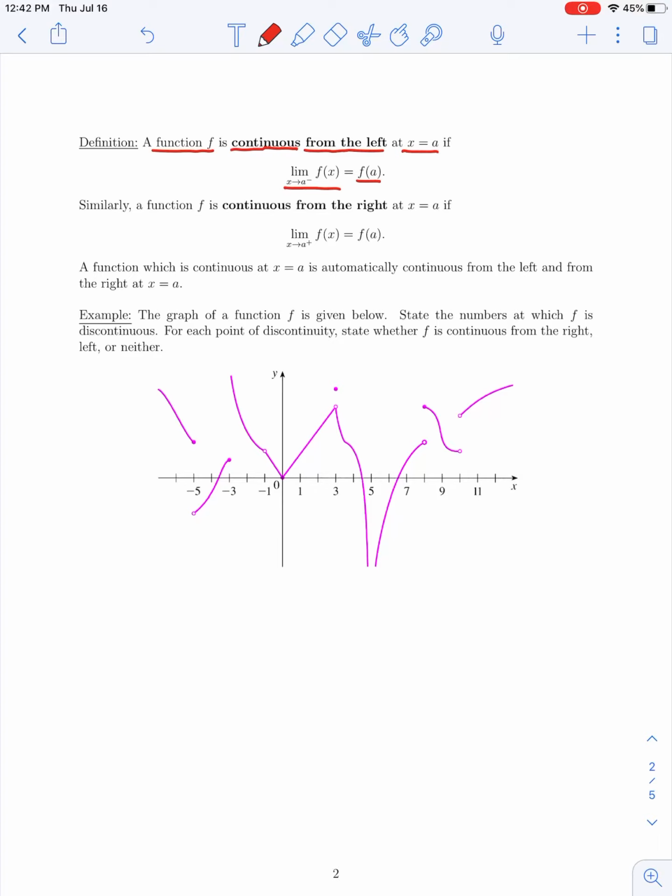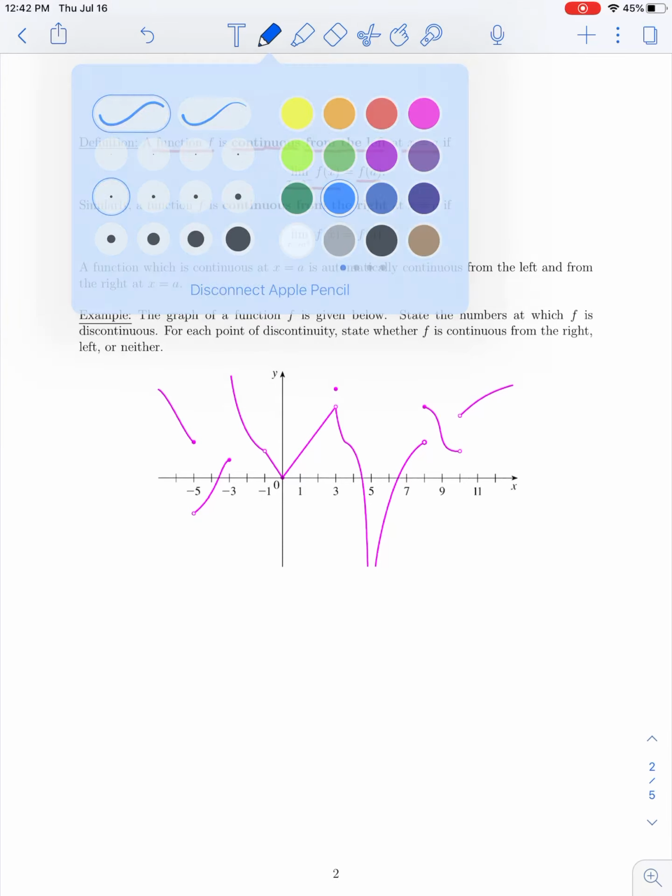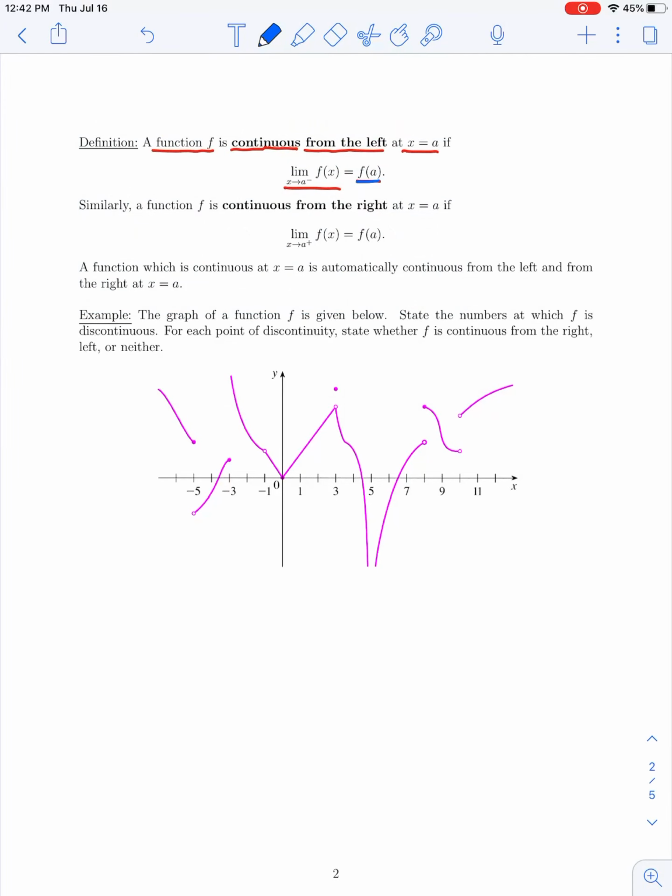So this really implies three things. First off, that f of a is defined. The function must be defined at whatever x value we're considering. The left-hand limit must exist as x approaches a. And if these two things exist, they must equal each other. That is, the left-hand limit must be the same as the value of the function at x equals a.